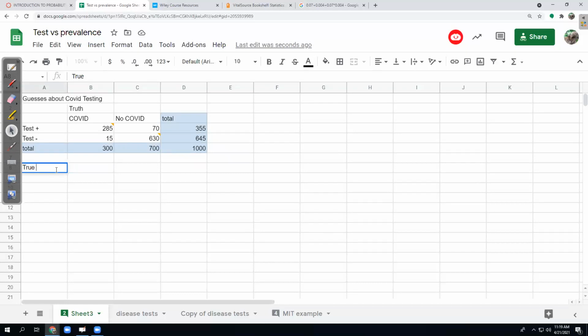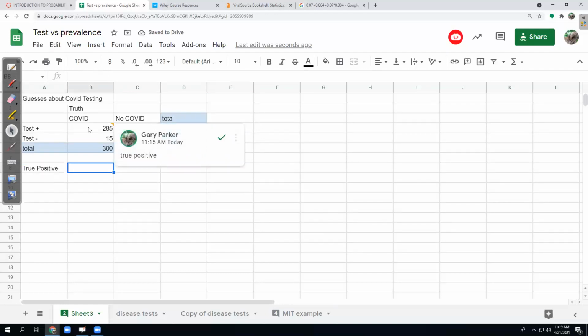True positive. What does that mean in probability? So true positive means they tested positive and we know they have COVID. If we know they have COVID, sorry, I'm messing up on a mistake, versus if. So probability of having a positive test if they have COVID.